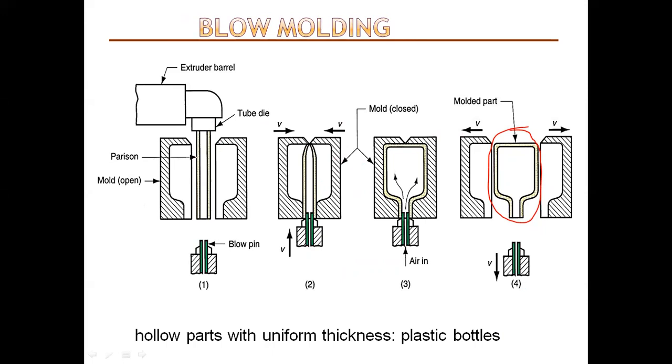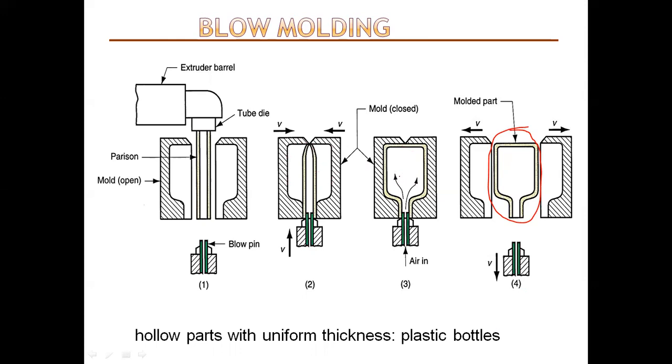The parison is a tube-like piece of plastic with a hole in one end, through which compressed air can pass. The air pressure then pushes the plastic out. We'll see all the steps later, but initially just to understand, this air pressure pushes the plastic out to match the mold.